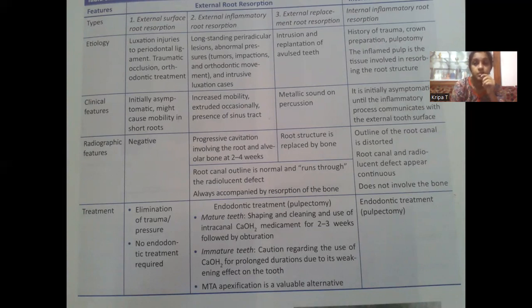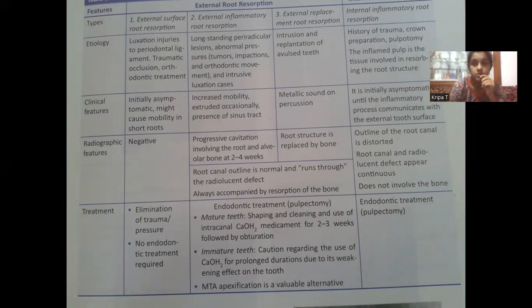Then replacement resorption again is a result of some amount of traumatic intrusion or any reimplantation that you've done following an avulsion. And the tooth will be submerged and infraoccluded, and there is a metallic sound on percussion. Here the root is replaced with bone, and the treatment is the same endodontic treatment.